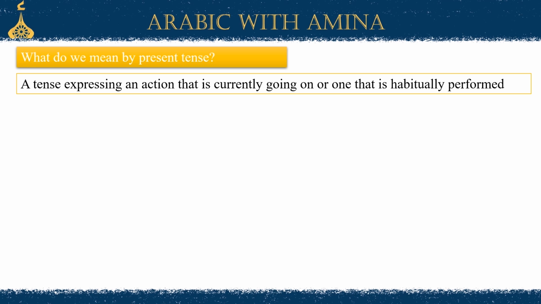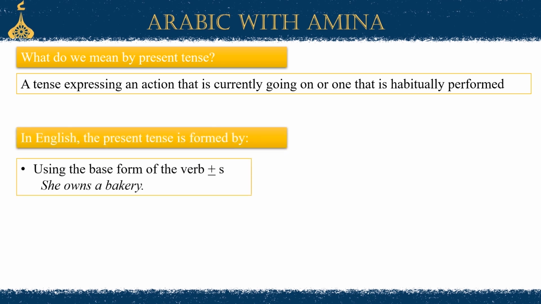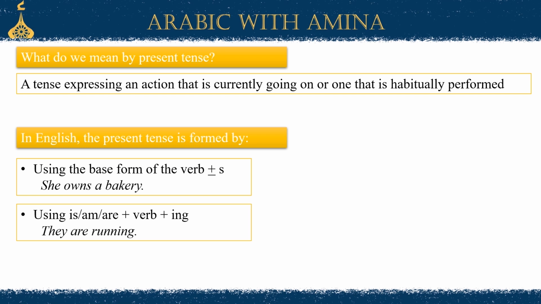In English, we make present tense verbs by adding s to the end of the verb. For example, she owns a bakery. Or by adding ing to the verb, such as they are running. In English, we use the particles is, am, are, such as in our example, they are running. In Arabic, there is no equivalent to these particles. So our sentence in Arabic would just be they running. There's no equivalent or translation for these particles.